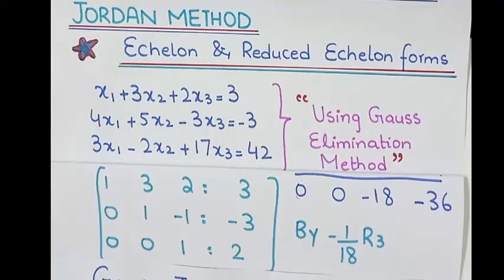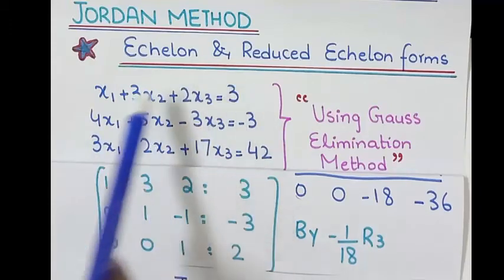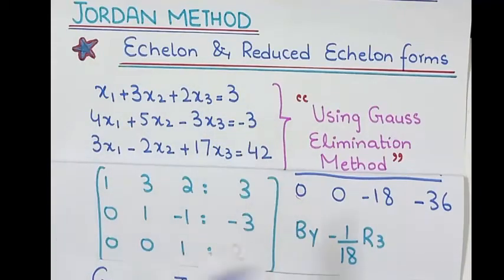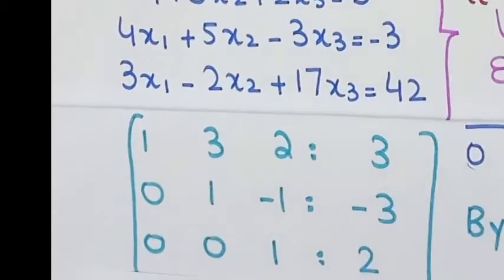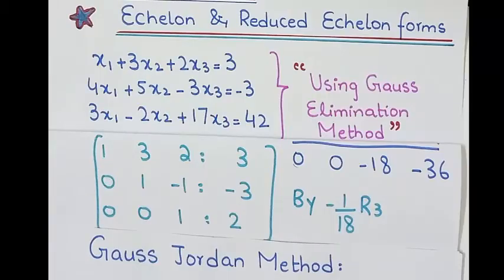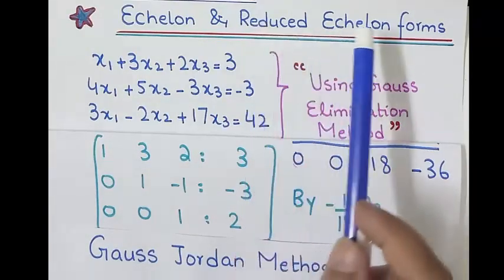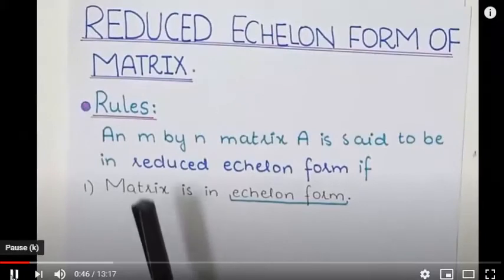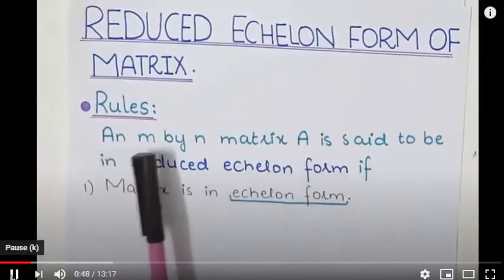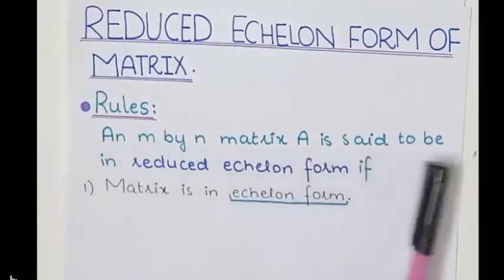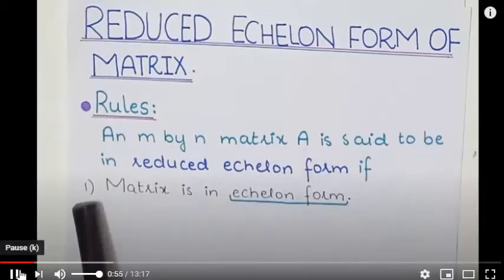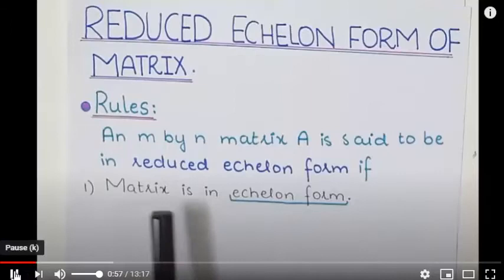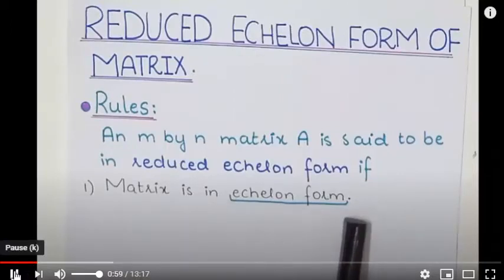Now we have to find a solution of the same set of non-homogeneous linear equations using Gauss-Jordan method. It means now we will reduce the matrix to reduced echelon form. So first have a look at the rules of reduced echelon form. Rule number 1: an m by n matrix A is said to be in reduced echelon form if the matrix is in echelon form.